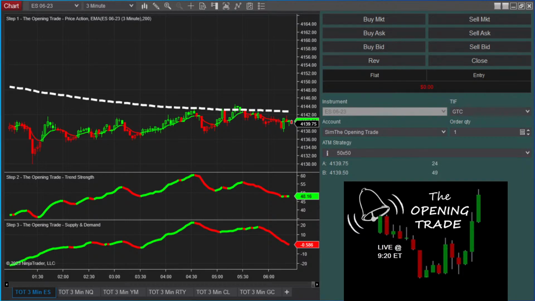Let's take a look at the calendar. So far today at 9 a.m. Eastern Standard Time, we saw the HPI month over month come out better than forecasted. The S&P CS Composite 20-year HPI year over year came out better than forecasted. And at 10 a.m. Eastern Standard Time, the CB consumer confidence will come out, the new home sales will come out, and the Richmond manufacturing index will come out.